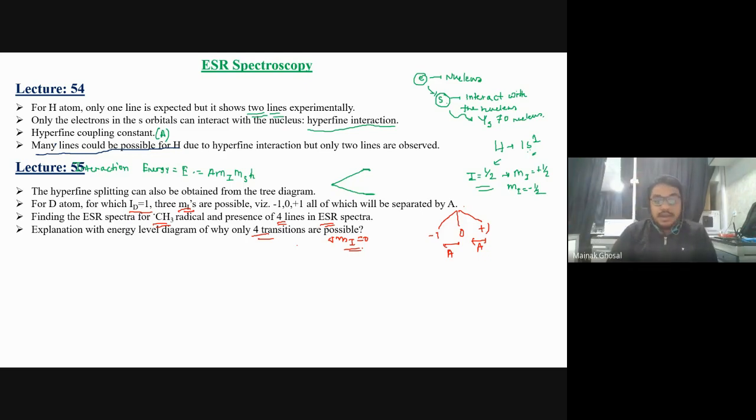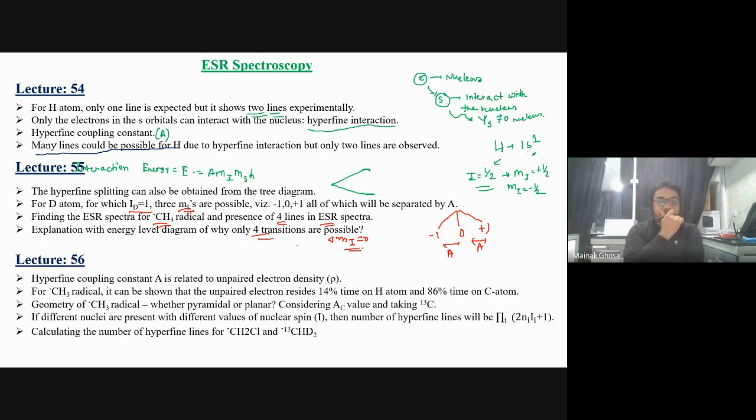Then in lecture number 56, the hyperfine coupling constant A is related to the unpaired electron density. It was shown that A is proportional to rho. So I can write A equal to R into rho, and this R you can calculate as A by rho. That's simple mathematics, right?